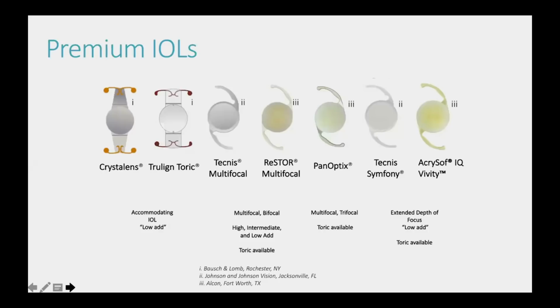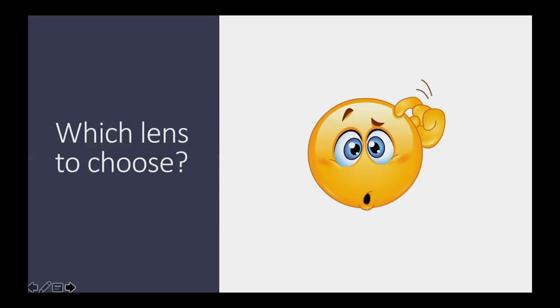So those are the different types of premium lenses, and there's a lot. And these are most of the ones available in the US, but there are some others that aren't listed here. But you've got your accommodating lenses, you've got your multifocal lenses, and then you have your extended depth of focus lens. And that doesn't include the monovision that we talked about, or just the standard monofocal lens. And again, I'll just say this again, that all of these lenses are available in toric or astigmatism correcting versions as well. So which lens do you choose?